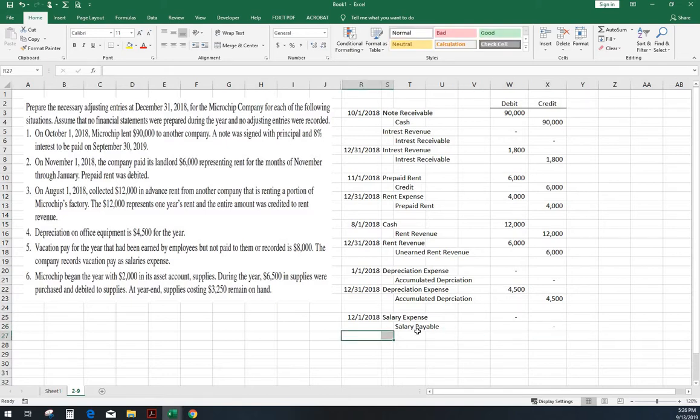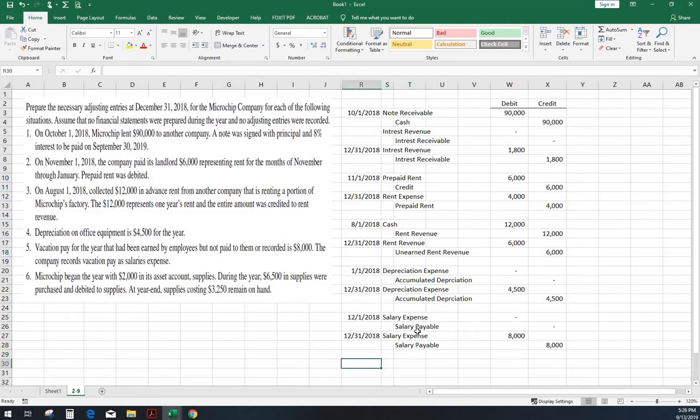But here comes 12/31, end of the year, and we owe them that vacation pay. So now our salary expense needs to be adjusted to $8,000, and our salary payable also needs to be 8,000.